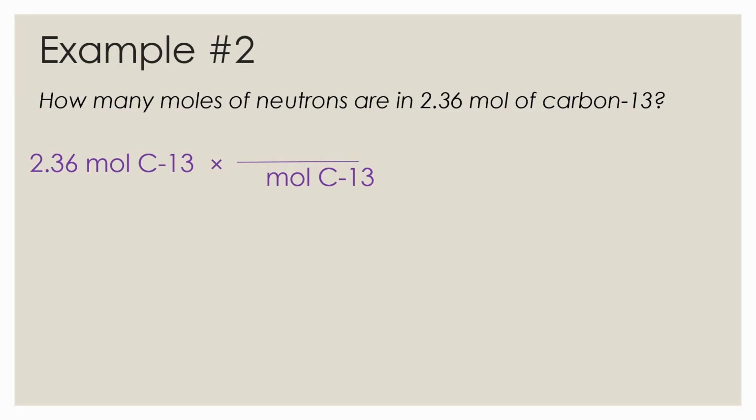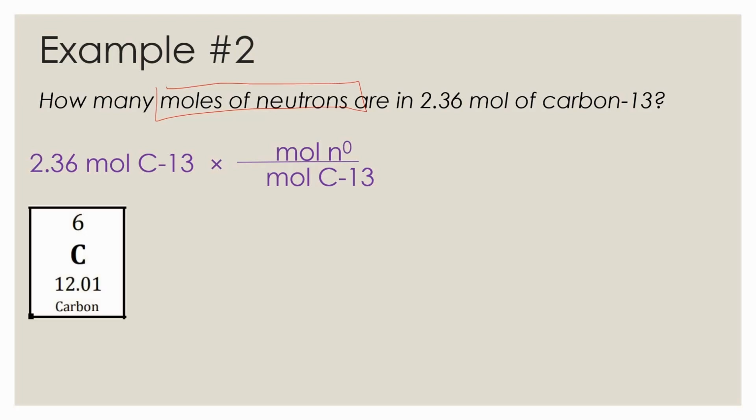And since this particular problem is asking us to find moles of neutrons, that would be a very smart thing to put on top of this fraction. Because again, it may feel awkward, but we do know the relationship between carbon-13 and neutrons. Looking once again at our periodic table, carbon still has that atomic number of 6, meaning every single atom of carbon that has ever been, every single atom of carbon that will ever be, has 6 protons in it.